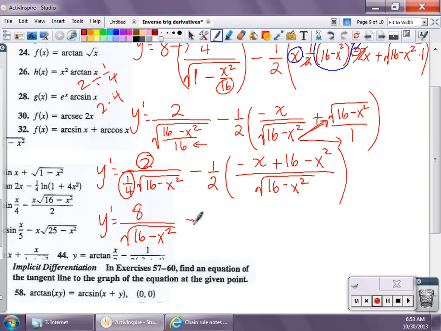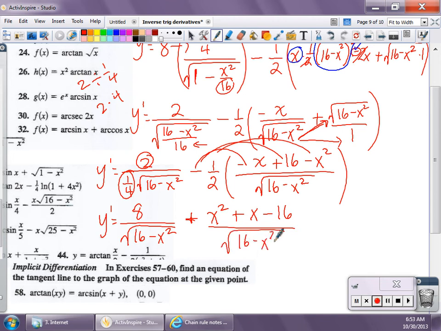Minus, I'm going to go ahead and distribute my negative, I think, so I'm going to distribute the negative here, here, and here. So that'll give me, if I put those in descending order, plus x squared plus x minus 16 over the square root of 16 minus x squared, and then the 2 is still in the denominator.